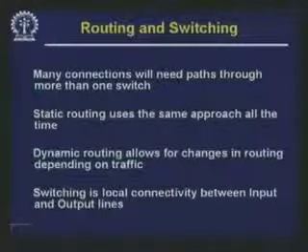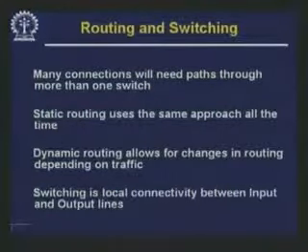Whereas for a switch the job is a little simpler, in the sense that the signal is coming from one incoming link and it is going to go out to a particular outgoing link which is known at the switch. So, how to set up the connection, and of course, actually a router is a switch with some added on functionality. Many connections will need paths through more than one switch, so that is when we require routing. Static routing uses the same approach all the time, that means the same destination is routed through the same path all the time, and dynamic routing may allow changes in routing depending on traffic. That means some part of the network may be congested, so it might want to avoid that part and go to the same destination through some other part. That is dynamic routing.